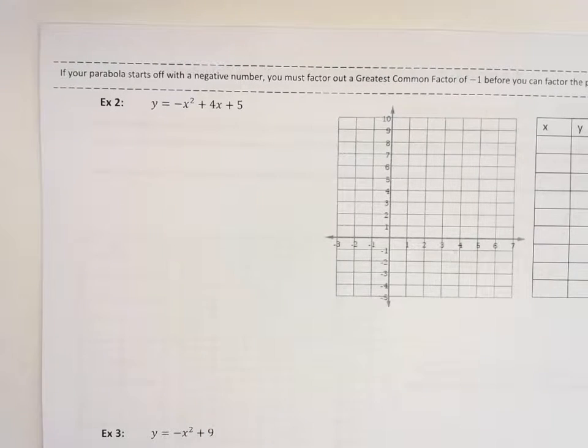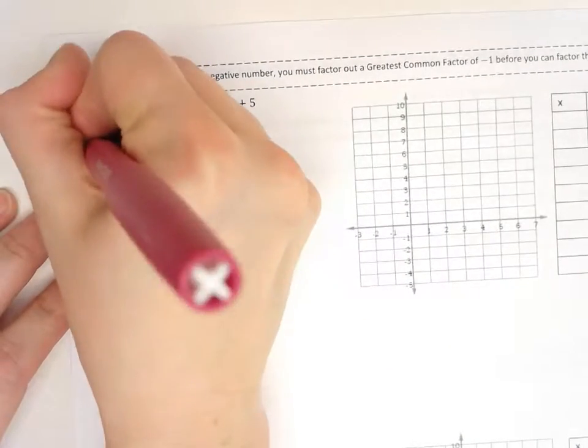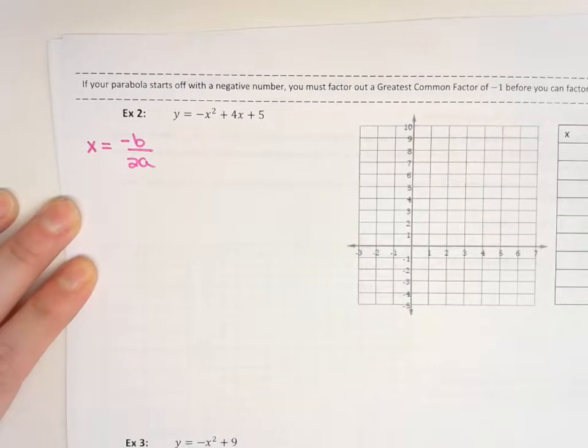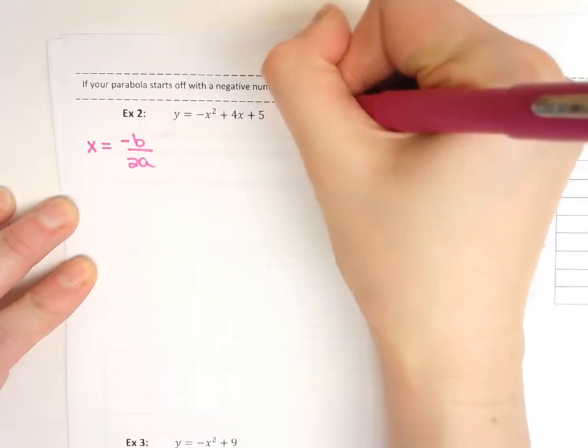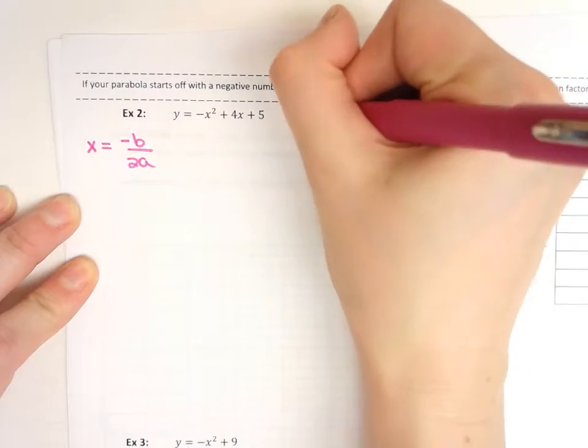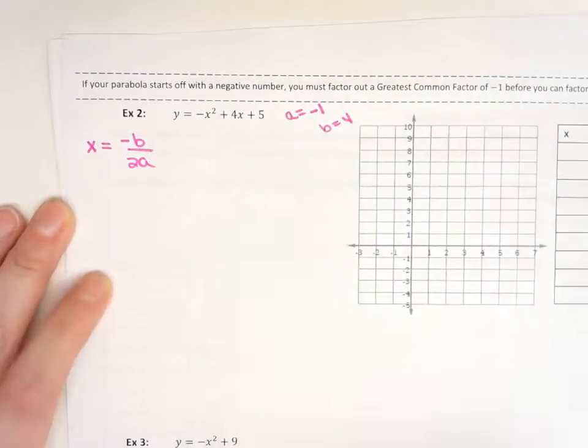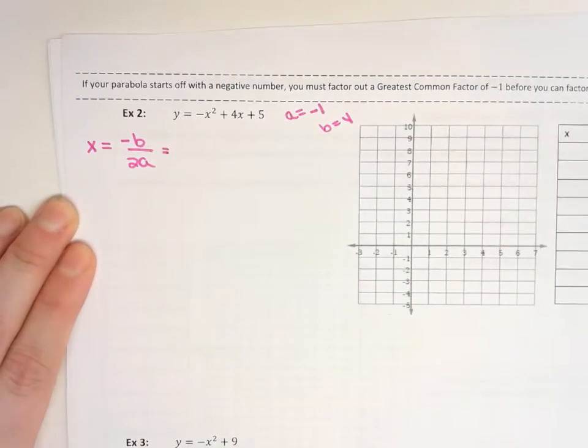Example 2 of graphing without using the y equals function on your calculator. So the first thing that we are going to do is use x is equal to negative b divided by 2a to find the axis of symmetry. My a value on this problem is the imaginary negative 1 in front of the x, and my b value is 4. My c value is 5, but I'm not going to write that down because it's not necessary.